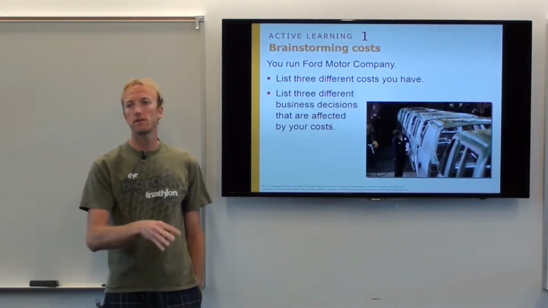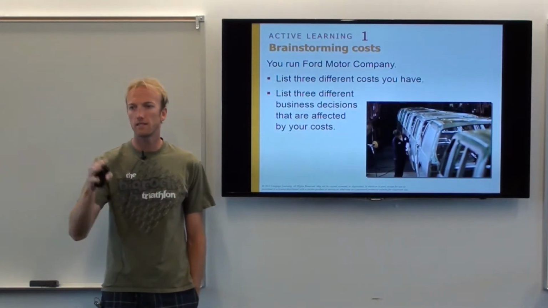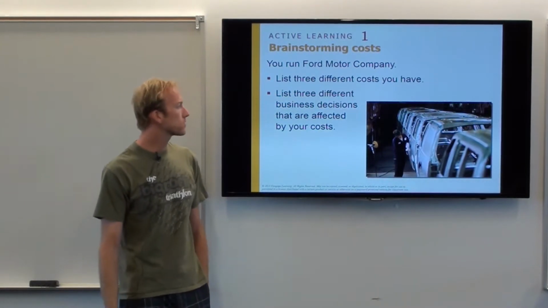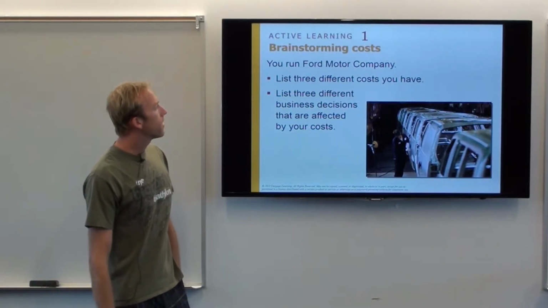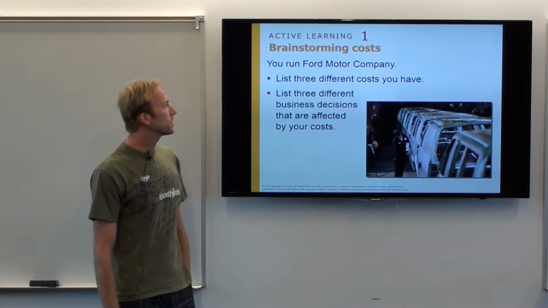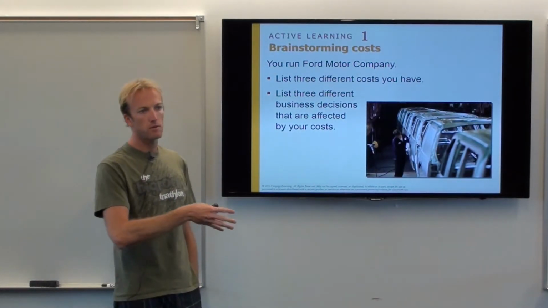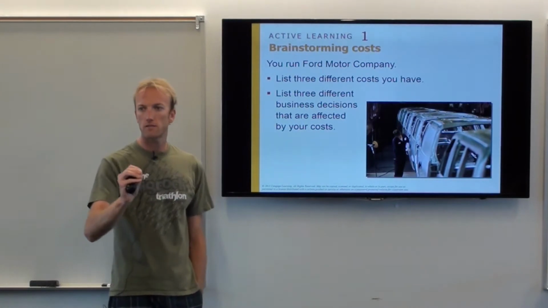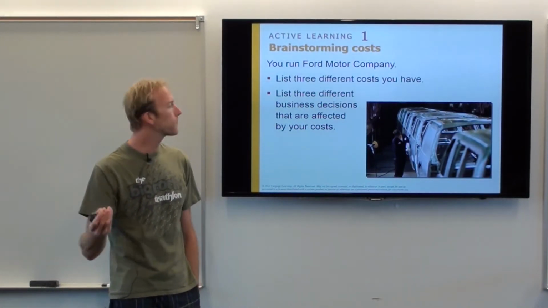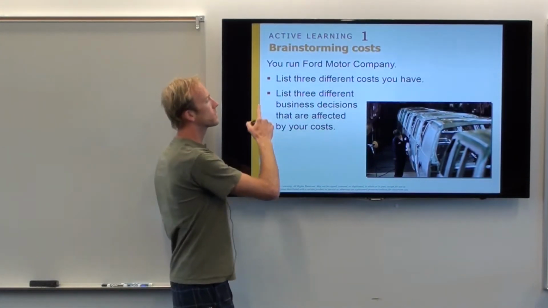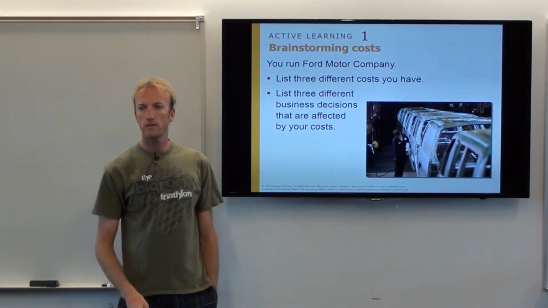You have to pay for a factory. You have to pay for utilities and lights and that sort of thing. You might have to pay a big cost up front, like when you build a new factory, and then a small cost if you rent the factory or something like that. So, different business decisions, any ideas?